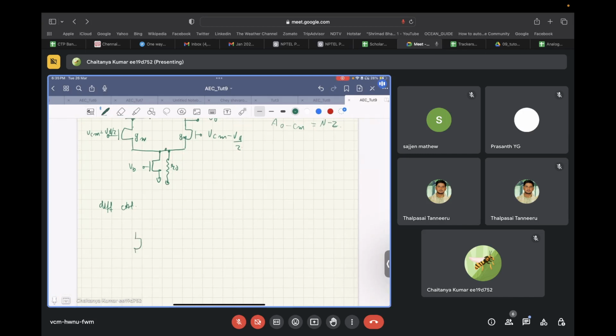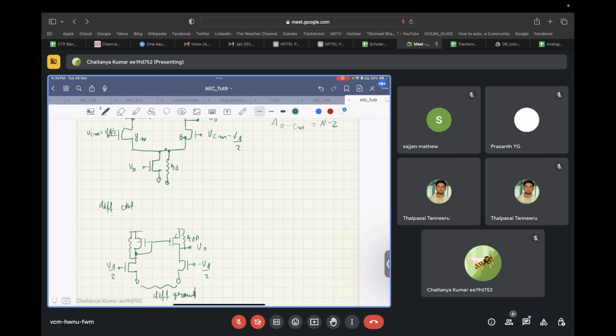So how will your circuit look for the VD part? You will have VD by 2 over here, and this is basically the differential ground. And here you have the output. You have some ROP over here, and here minus VD by 2.